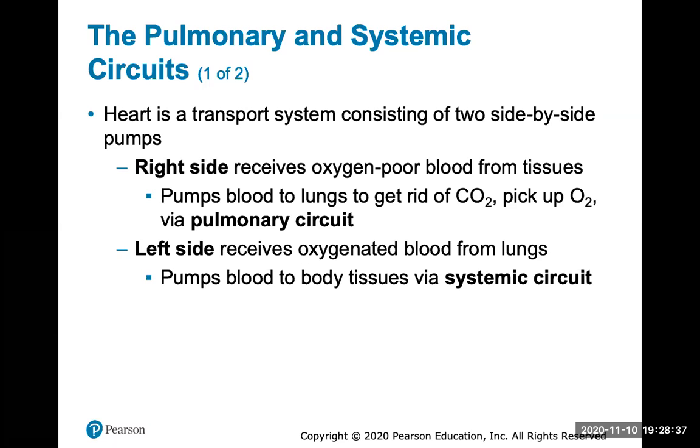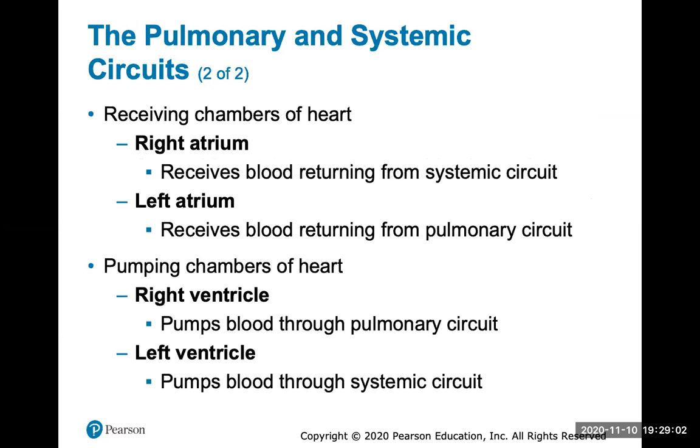So you'll remember that the heart is a transport system consisting of two side-by-side pumps, where the right side receives oxygen-poor blood from tissues, pumps the blood to the lungs to get rid of CO2. It will pick up O2 in the lungs via the pulmonary circuit, and then the left side will receive the oxygenated blood from the lungs, and the left side of the heart will pump blood back to the body tissues via the systemic circuit.